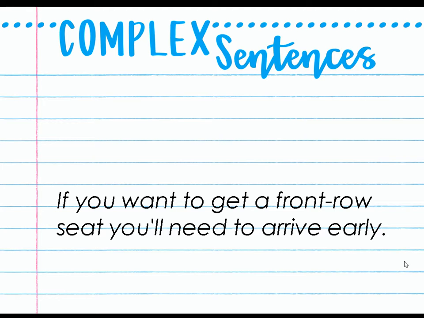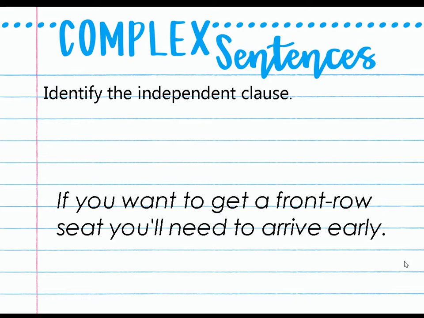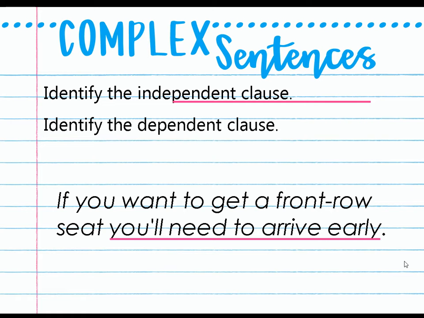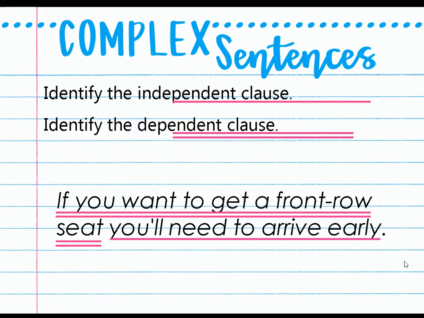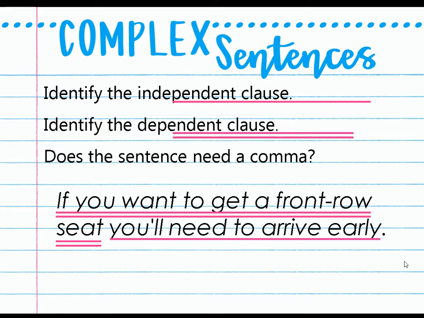If you want to get a front row seat, you'll need to arrive early. Let's find our independent clause. You'll need to arrive early. Good. That's a complete thought. Well, now, if that's our independent clause, what is our dependent clause? If you want to get a front row seat, that's right. If you find the word if, that gives you a clue that we have a dependent clause. Does this sentence need a comma? You betcha. We started off with a dependent clause, so we need to put the comma in between.